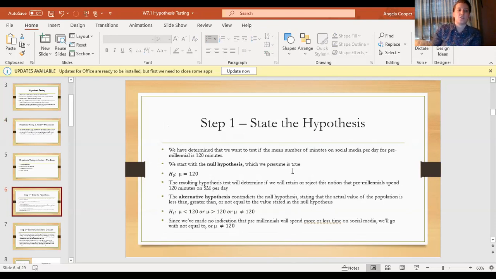So our alternative hypothesis is that the population mean for premillennials, or I keep saying premillennial like there's not a name for the generation, for God's sakes. So our alternative hypothesis is that Generation Z does not spend 120 minutes on social media. The population of Generation Z people does not spend 120 minutes on social media.